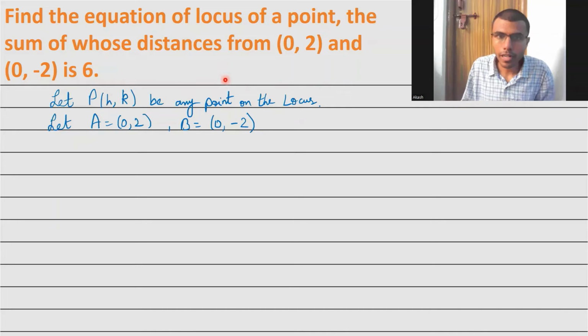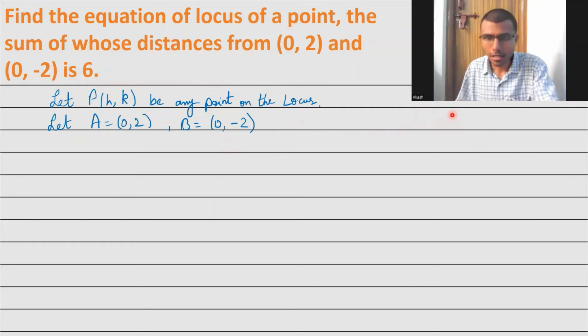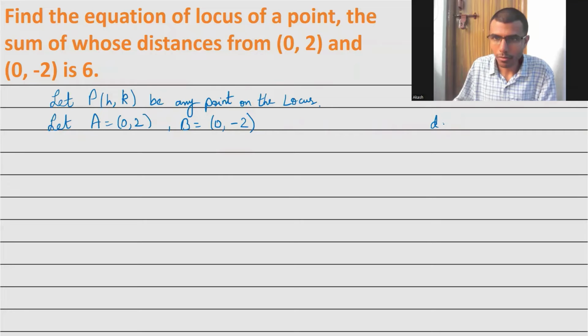But before that, I want to find out PA and PB. Okay, I want to find them out and keep them here so that it would be easier. I can just use it from here. So how I'm going to do it is, I'm going to give you guys a distance formula in case you forgot.